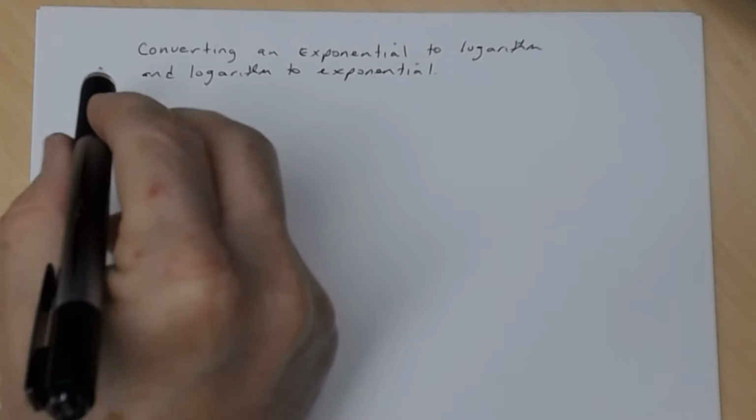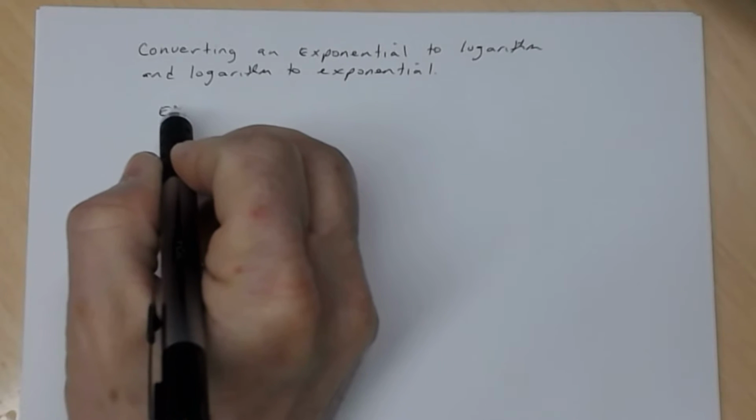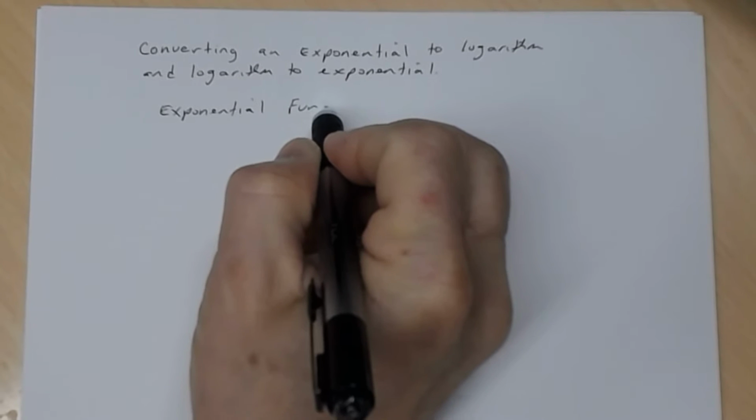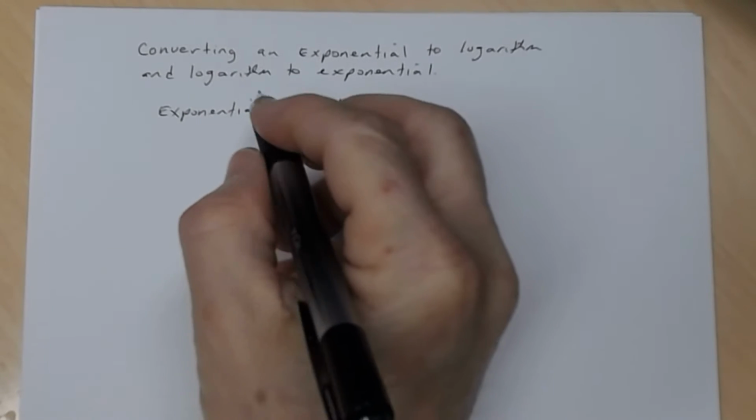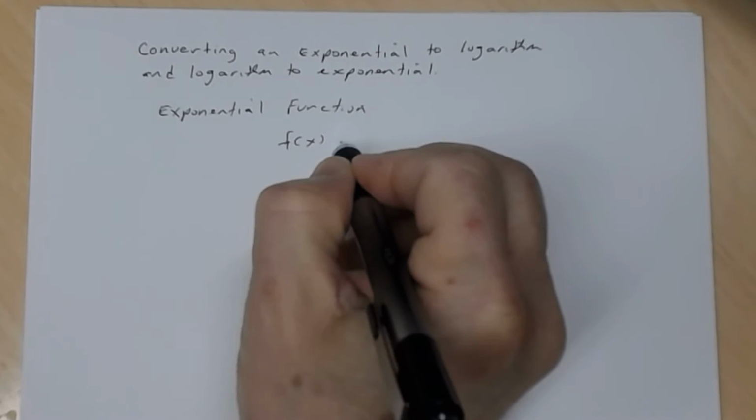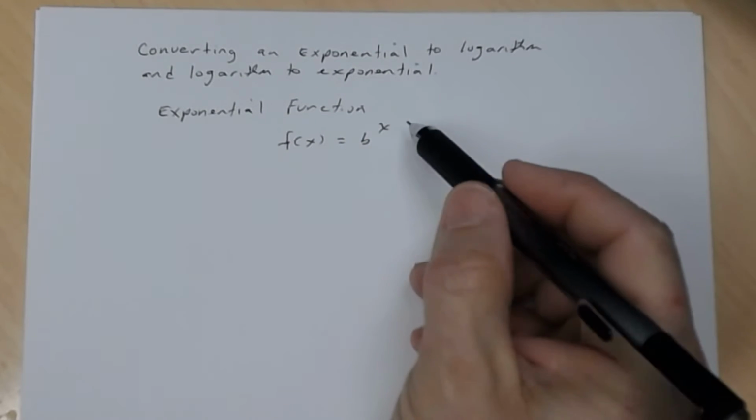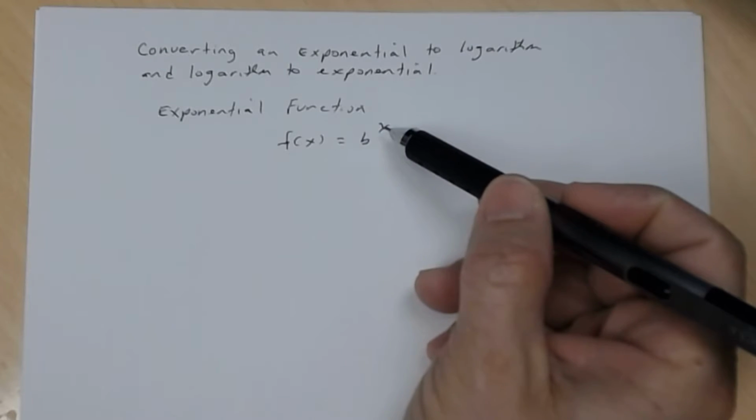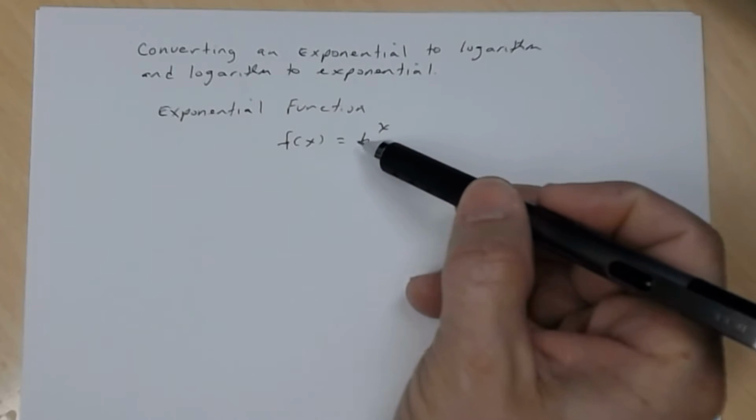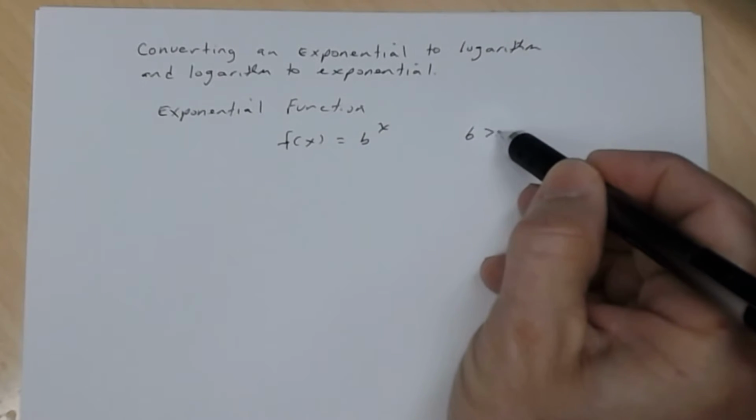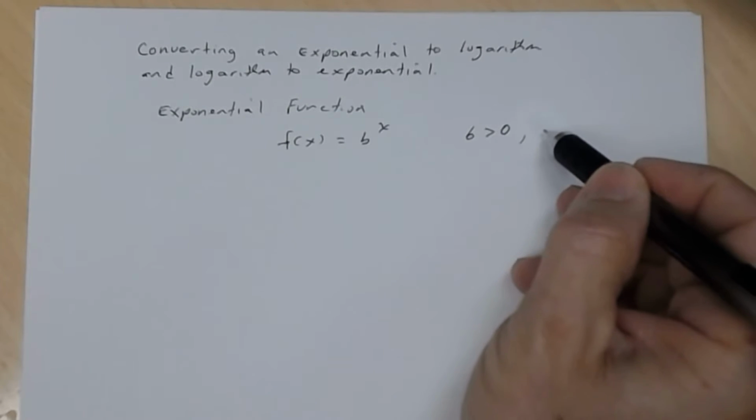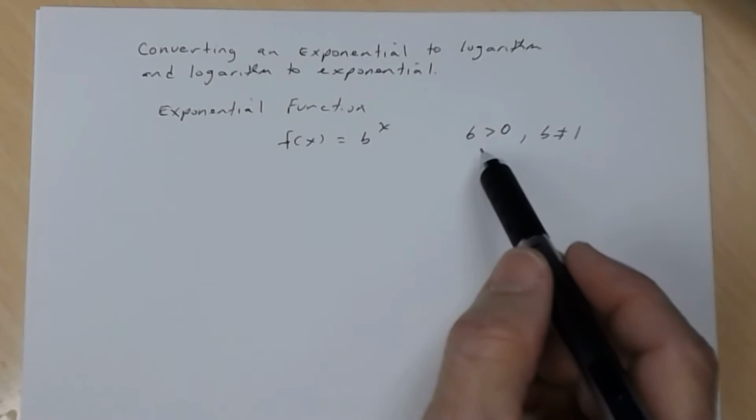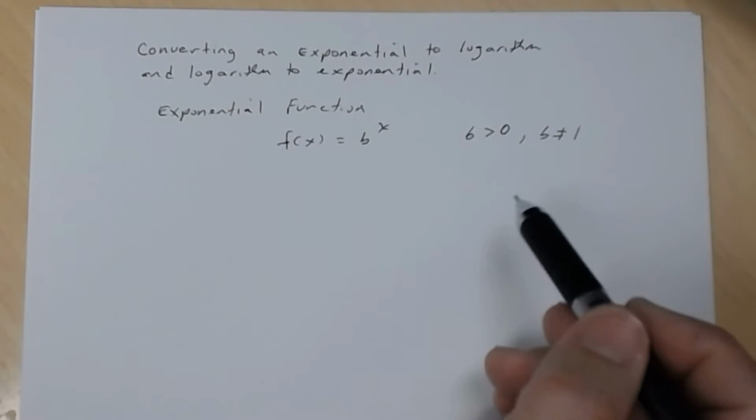So remember, an exponential function has this form. So the exponential function looks something like this. It's f of x equals b to the x. So remember, what makes this exponential is the fact that the exponent has the variable x. So the base, remember, the base can be any positive number, but it cannot be equal to 1.